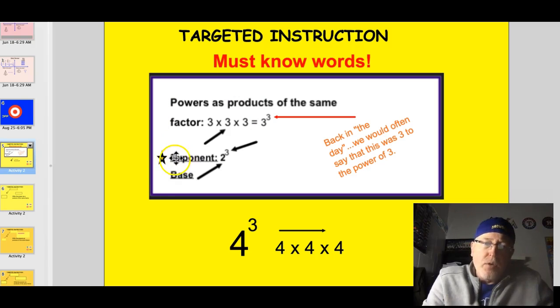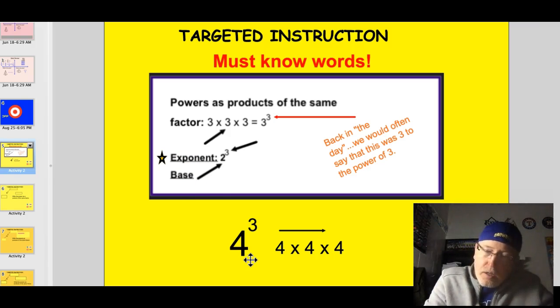First of all, you have to know what an exponent is. An exponent is that small number that's raised above the base. So in this case here, the base is 4 and the exponent is 3. Base, exponent. Are you getting sleepy yet?